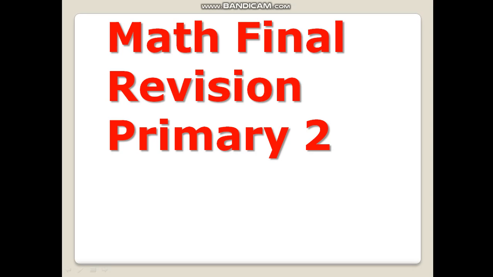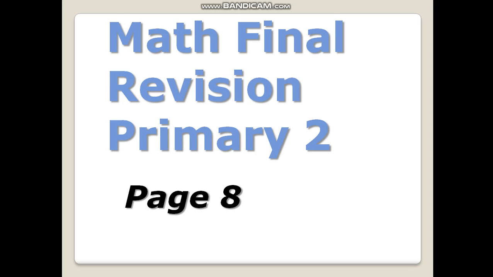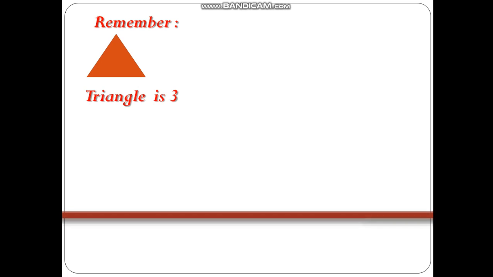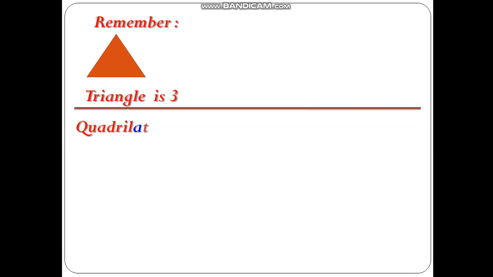Okay, we will complete our math final revision and we will have to solve page 8. But first, before page 8, we have to remember the shapes. Okay, triangle is 3. Quadrilaterals, the family of quadrilaterals, any 2D shapes that have 4 sides or 4 vertices.